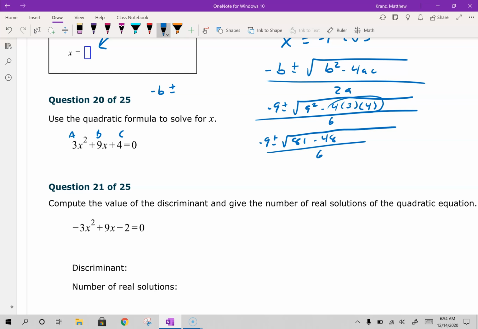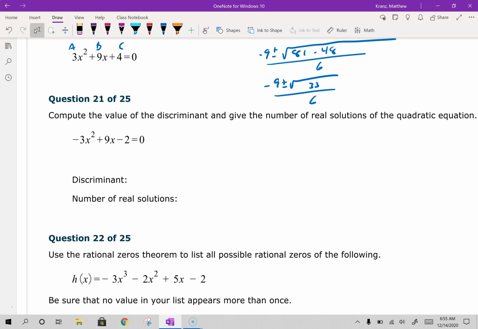Now we do 81 minus 48, which gets us 33. So now I have negative 9 plus or minus the square root of 33 all over 6. And to tell you the truth, you can't simplify any further, since 33 would be 3 times 11, which doesn't work. So that would be our answer.